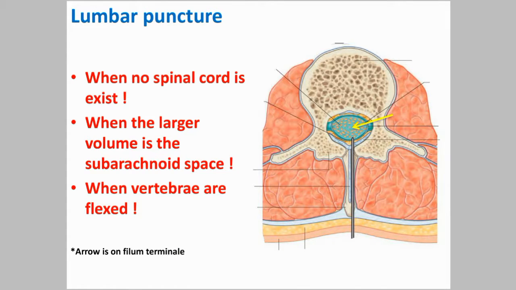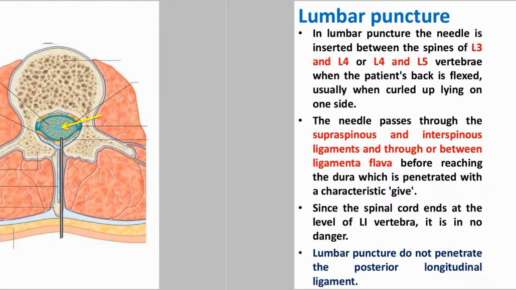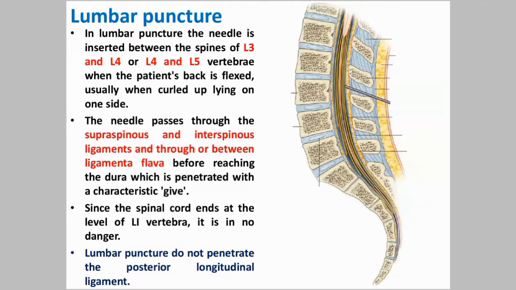Now we will talk about the lumbar puncture and how we anatomically do a lumbar puncture. Lumbar puncture is done where there is no spinal cord, where the larger volume is in the subarachnoid space, and when the vertebrae are in a flexed position. Lumbar puncture is usually done at the level of L3, L4 or L4, L5 vertebrae when the patient's back is fixed, usually curled up lying on one side.